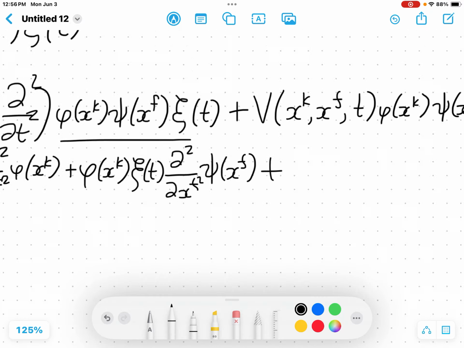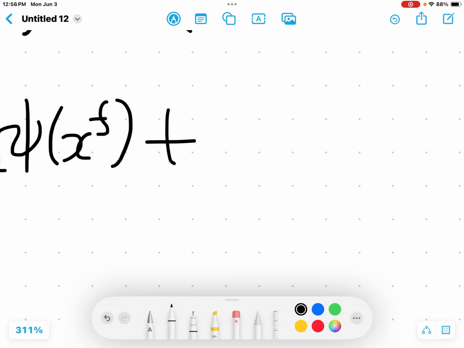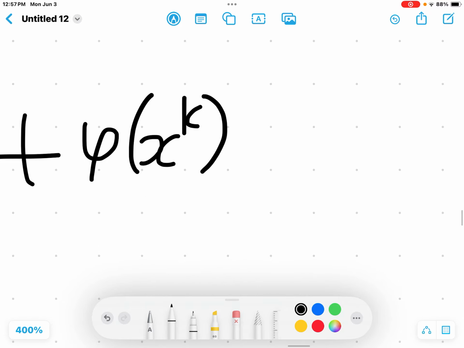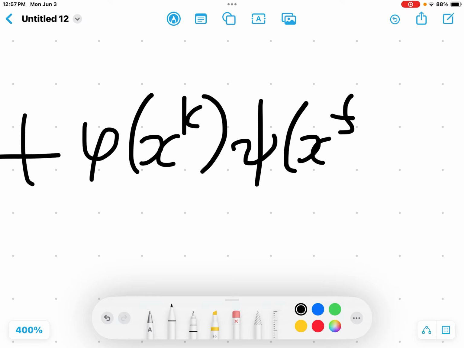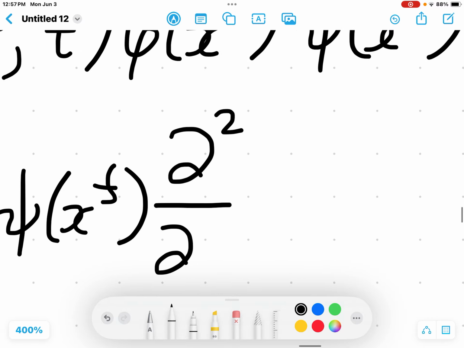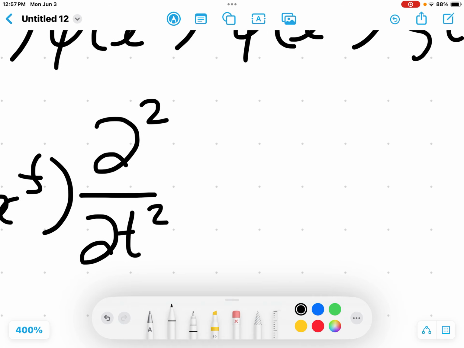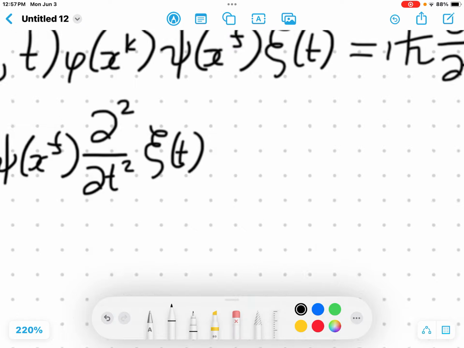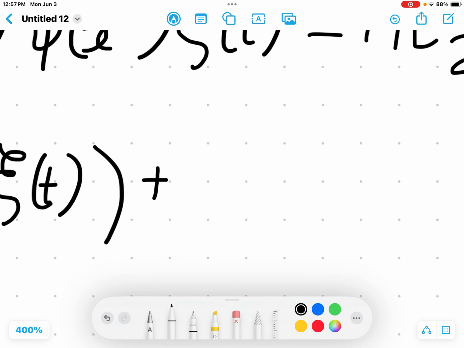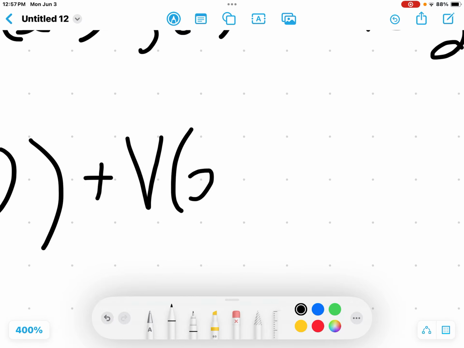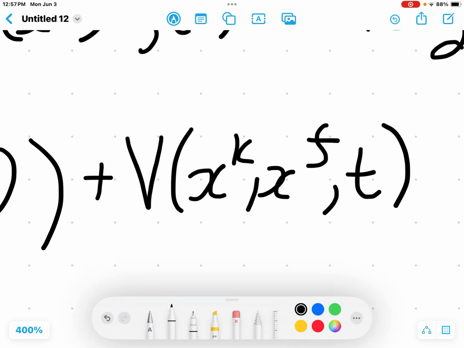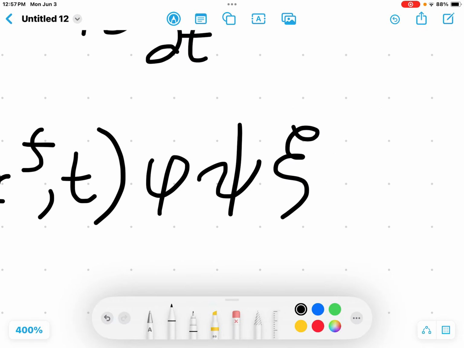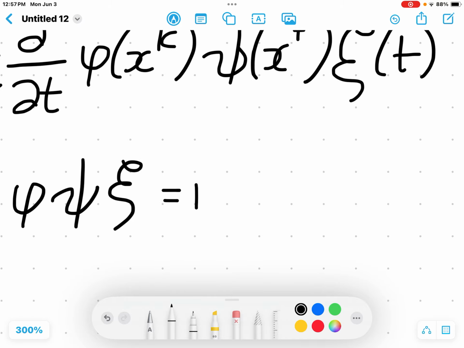of course next I will get to factor out, in the sense, my spatial components. So psi of xk, and then phi of xk, and then psi of xf times the second derivative, so d squared dt squared of my xi, and then that's plus the potential function xk xf, then t, my phi, I'll just shorten these, phi psi xi, and that's equal to i h bar.